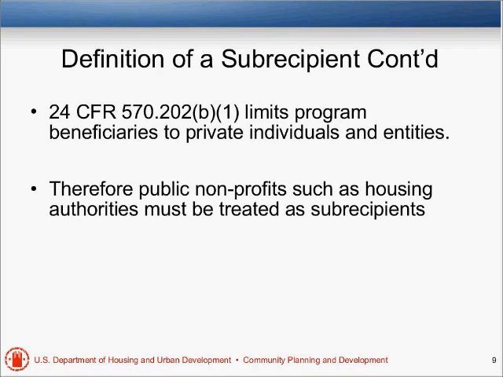Okay. As we said before, public nonprofits cannot be a developer. They can only be a subrecipient. This is in the CDBG rules, 24 CFR 570.202, as it's cited here. It says program beneficiaries are limited to private individuals and entities. So as a result, if it's a public nonprofit, it has to be treated as a subrecipient.